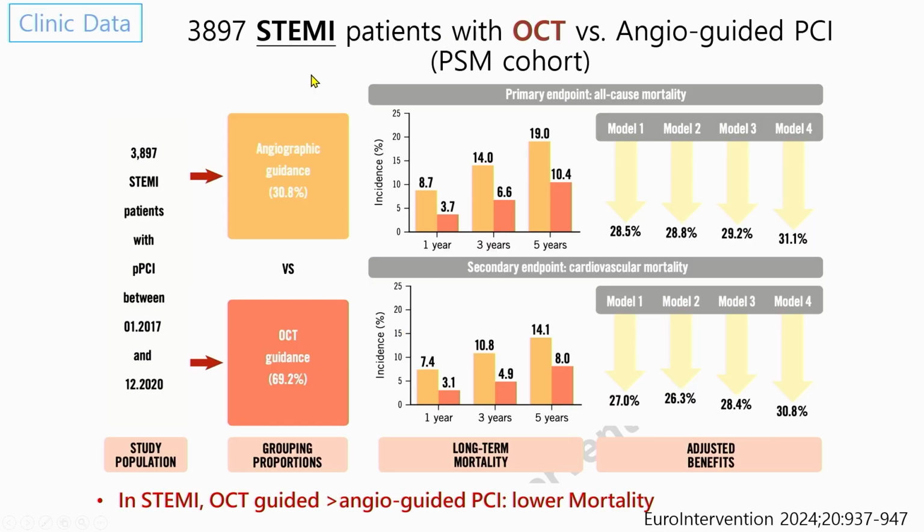And in the PSM cohort, they collected more than 3,000 STEMI patients, using OCT guide and angio guide. For the STEMI patients, we can get a lower mortality rate. So this is the angio guide, this is the OCT guide. Angio guide has a higher mortality rate than OCT guide patients at 1 year, 3 years, and even 5 years follow-up.